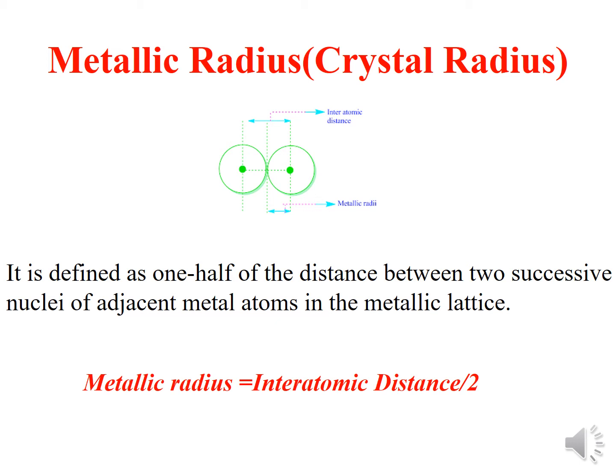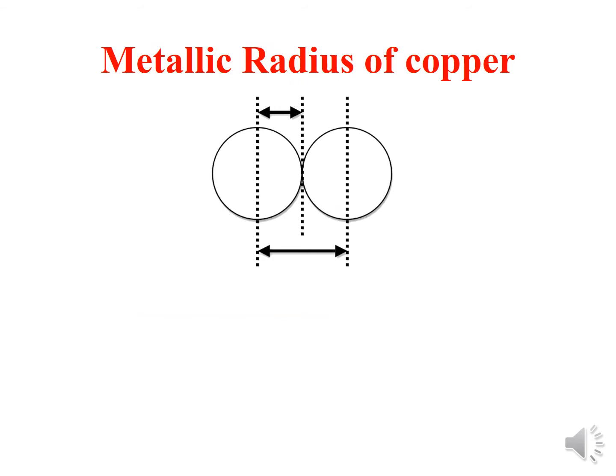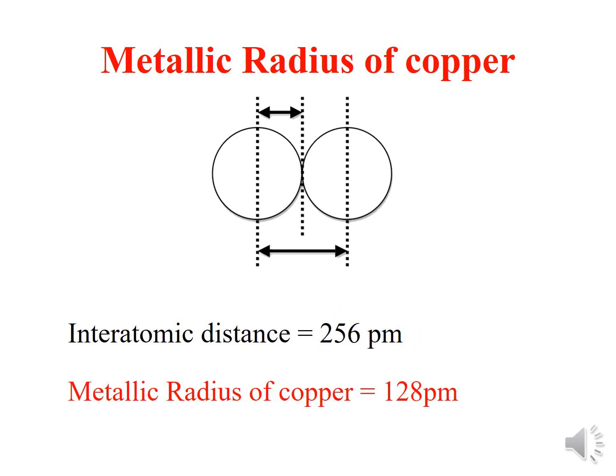So now we will take one example of metallic radius. We will find out the metallic radius of copper. These are two copper atoms from a copper crystal. This distance is the interatomic distance. One half of this distance will be the metallic radius of copper. The interatomic distance in case of copper is 256 picometer. So one half of this, 128 picometer, will be the metallic radius of copper.